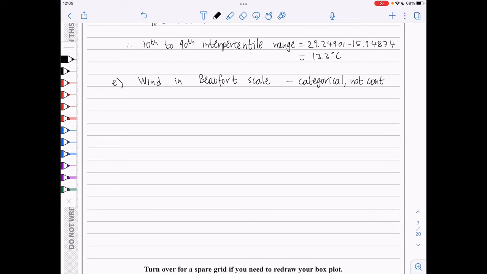And another variable that wouldn't be suitable for the normal distribution would be the rainfall, not because it's not continuous, but because it is not symmetric. There are many days with no rainfall, so it is not symmetric, as there are many days with no rainfalls.